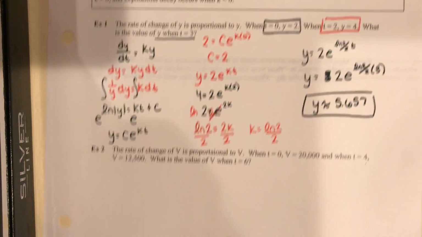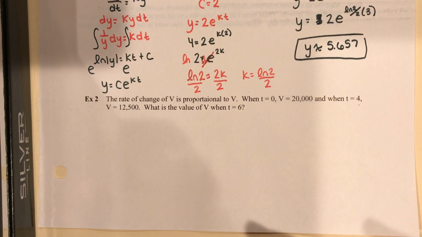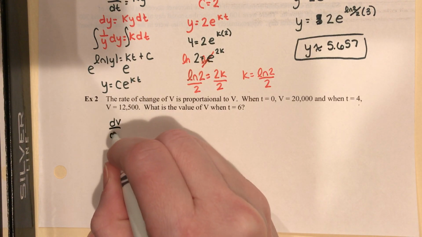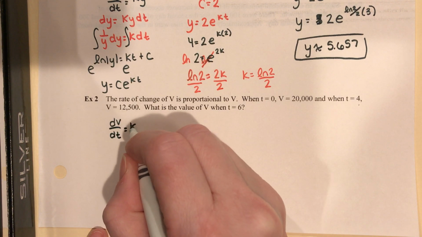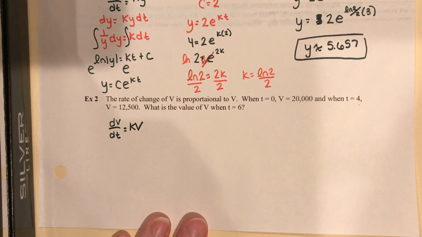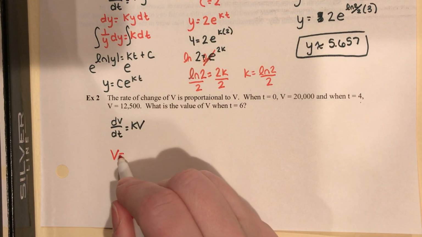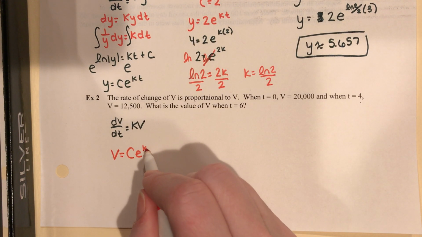Okay, on to the next one, number 2. So the rate of change of v is proportional to v. So dv dt is proportional to v. I'm going to skip some steps here because if I solve that, I'm going to just get the same answer that I got before. So v is equal to ce to the kt.